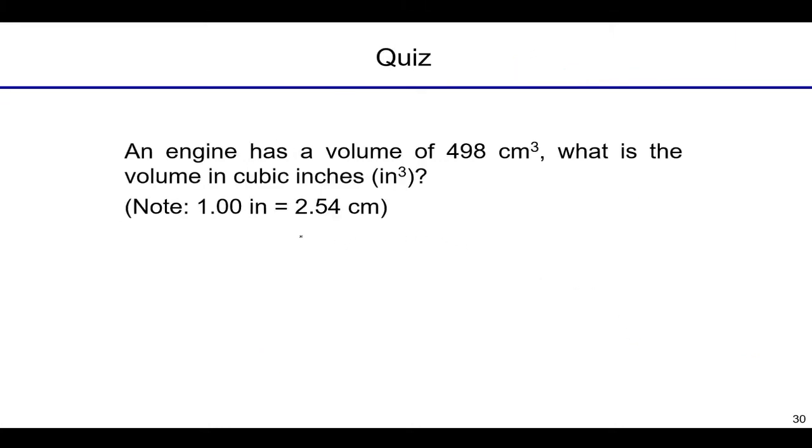But let's try a conversion problem. 498 cubic centimeters converted to cubic inches. So you can feel free to pause the video here and try yourself. Otherwise, I'm going to just go forward and solve it.